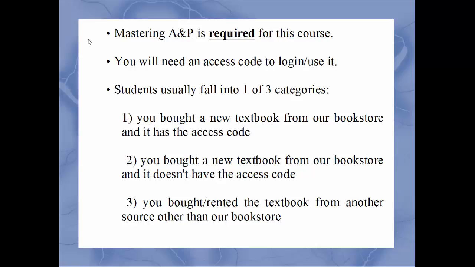Now, students fall into one of three categories typically when it comes to this software. One, you bought a brand new textbook from the bookstore on campus and it has the access code with it. Or two, you bought a new textbook from the bookstore and it doesn't have the access code. Or three, you have either rented the book or you bought the book from someplace other than our bookstore. Kindle, Amazon, so on. So we'll go over what you need to do in each of these situations.